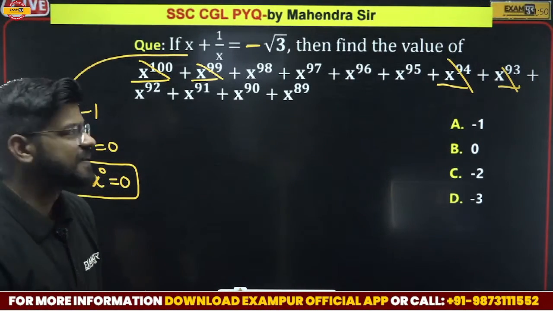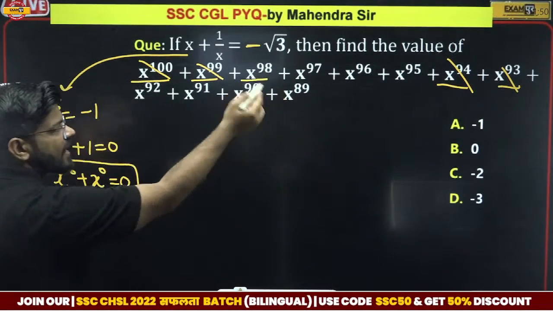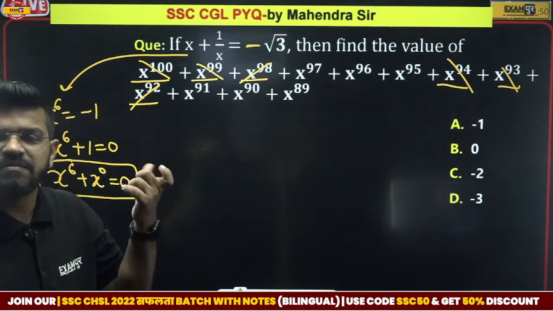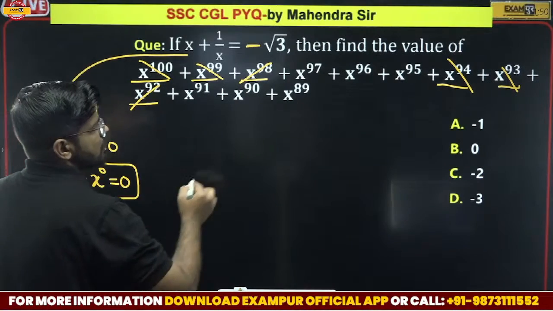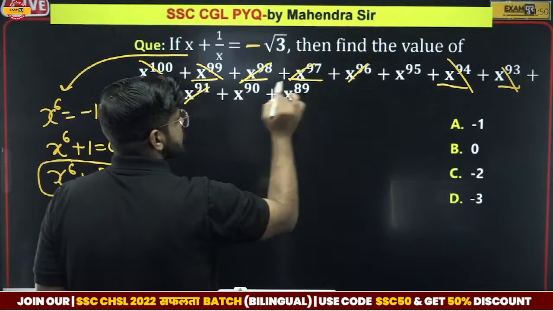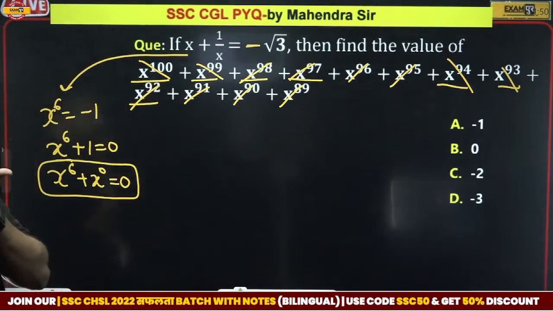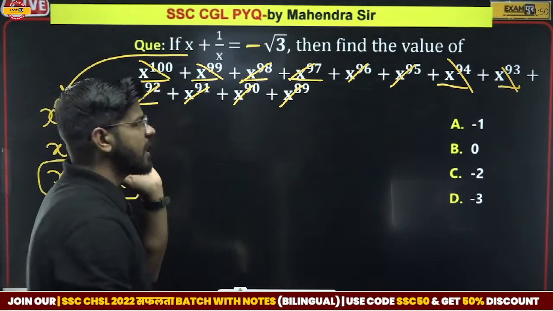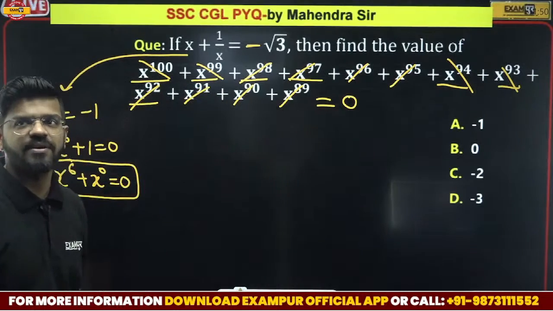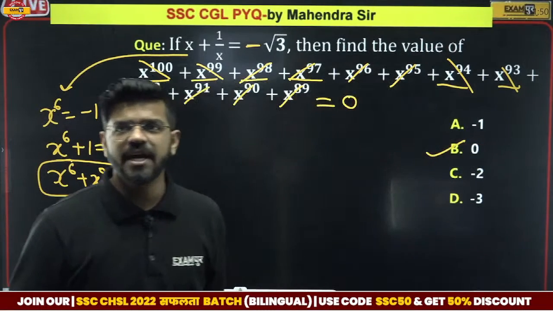So this will get cancelled out, and after that 98 and 92 will get cancelled out, because the sum of these will give you 0, and 97 with 91, 96 with 90, 95 with 89. Is there anything remaining? No. That means the summation of all will give you 0 only. So option number B is my right answer.